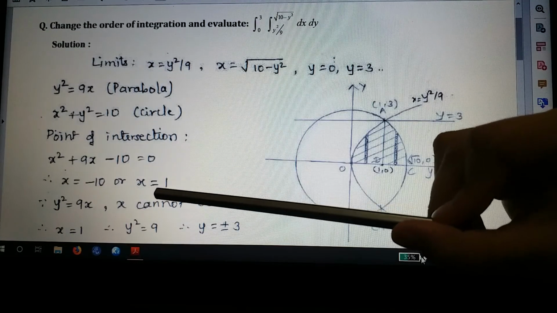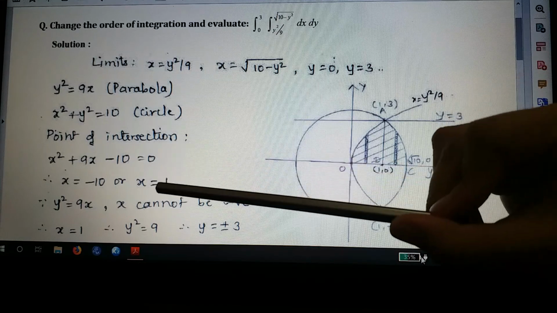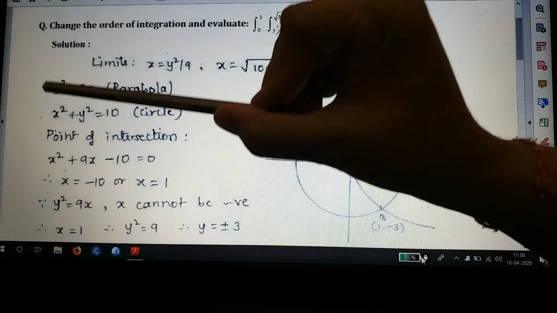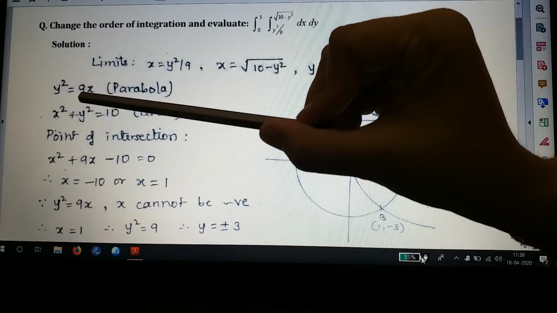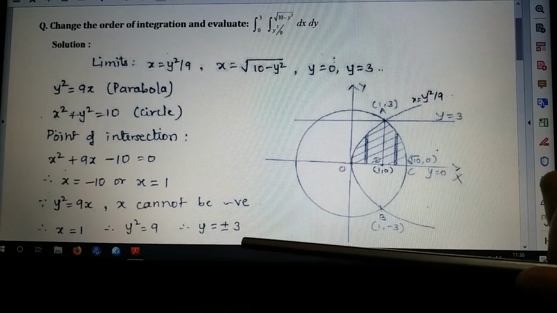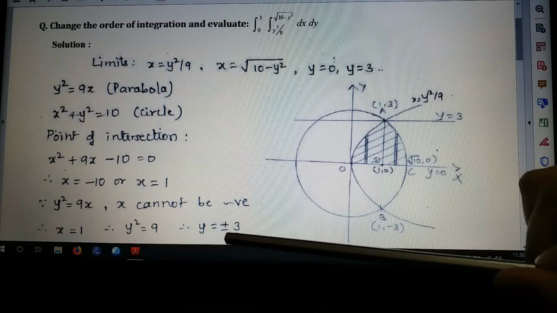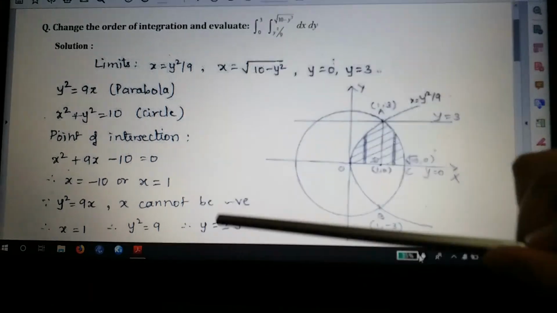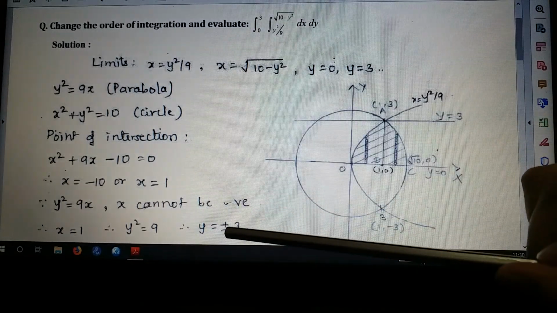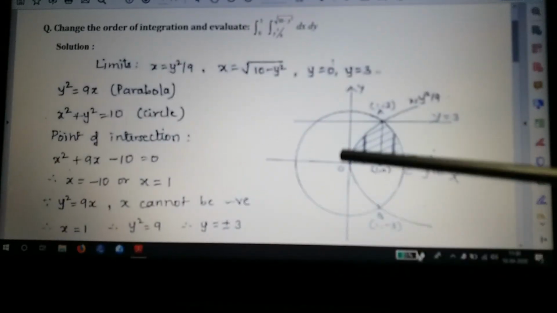Thus we get only one value, which is x equal to 1. Okay, now this value again you can put in the parabola. When you put x as 1, you will get y square to be 9. Y square is 9, so y is plus minus 3. So when x is 1, y is either 3 or minus 3. This gives us 2 points of intersection, (1, 3) and (1, minus 3). Using these points of intersection, we will now draw our figure.